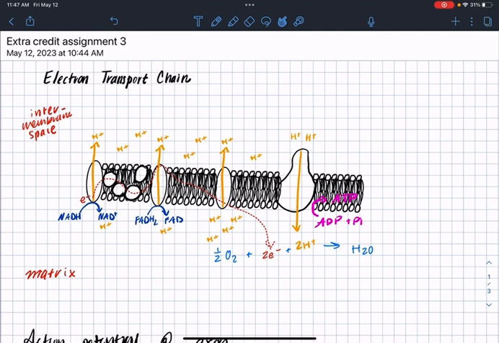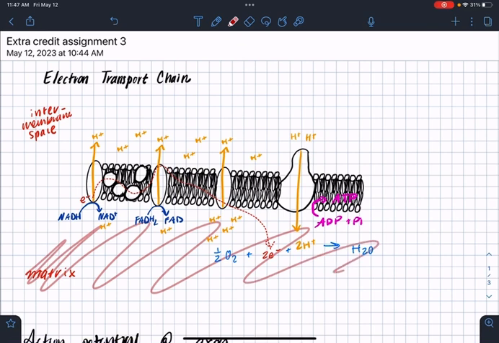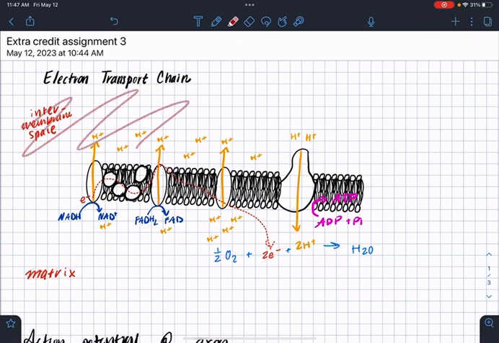So the electron transport chain is a chain that helps electrons move from high energy electron carriers and be transferred into the membrane proteins. So it's a sequence of redox reactions that I will be going through. So first we have the matrix, and then this part is considered the intermembrane space.